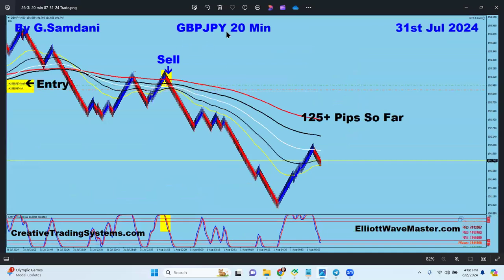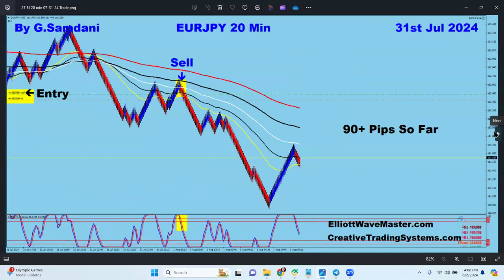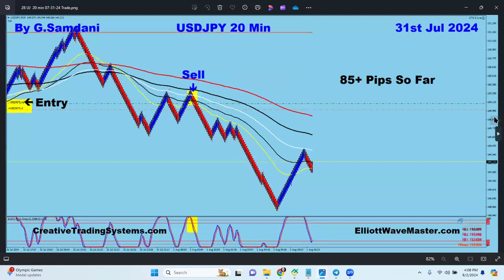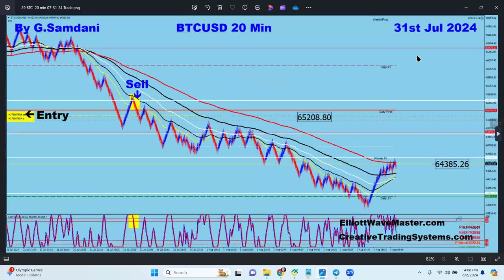Now, this one, pound yen on the 31st, downside. Pound is just, since then, getting stronger and stronger. Euro yen dropping here for 90 pip on the 31st. And then this one here, 85 pip on USD yen on the 31st. This one on the 31st, coming down, Bitcoin all the way from here to here.